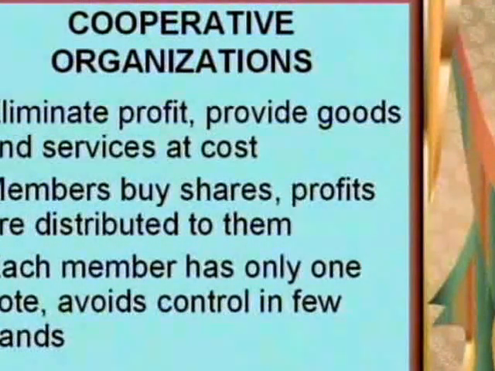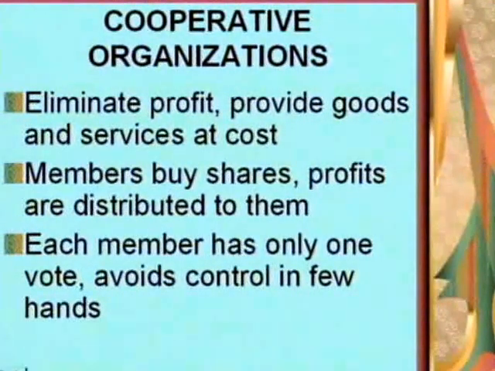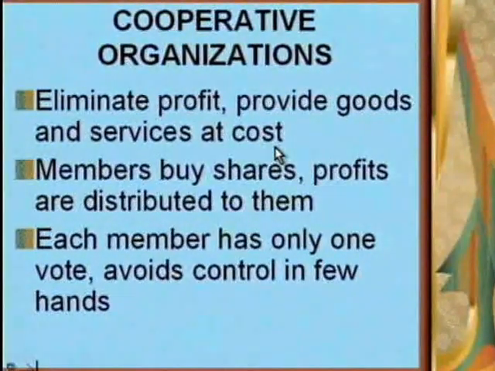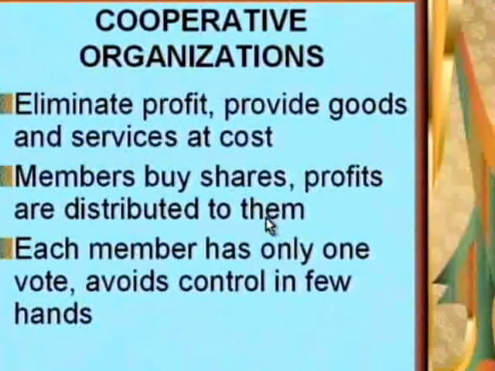Next comes the cooperative organization. This is another type of industrial ownership. In a cooperative organization, the features are that it eliminates profit and provides goods and services at cost. There is no profit motive, and it provides goods and services at the cost price that is available in the market with the manufacturer. Members buy shares, and profits are distributed to them. Each member in a cooperative has only one vote, which avoids control in a few hands.